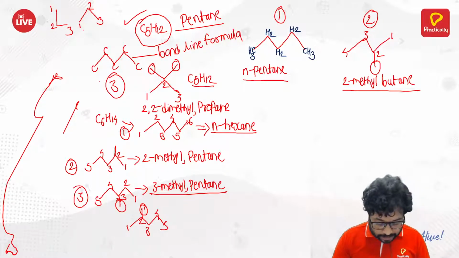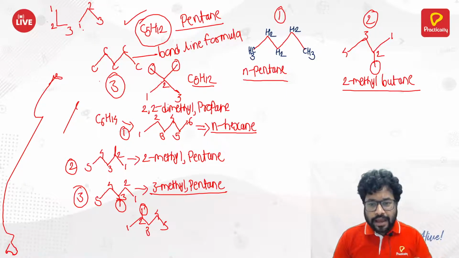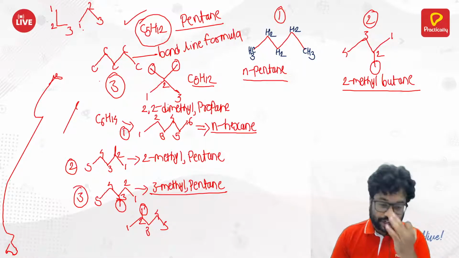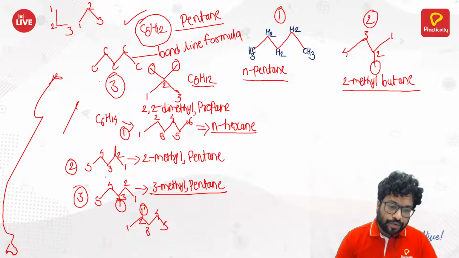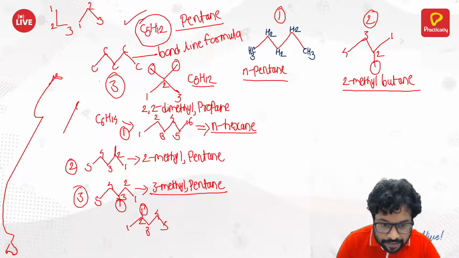Okay, so always remember this. Just name it in an IUPAC way, and you will come to know whether both the compounds are the same or different. Okay, now we got 3 isomers. Now how can we get a fourth? Now in the earlier part, what did we do? We removed this one part and attached it here.